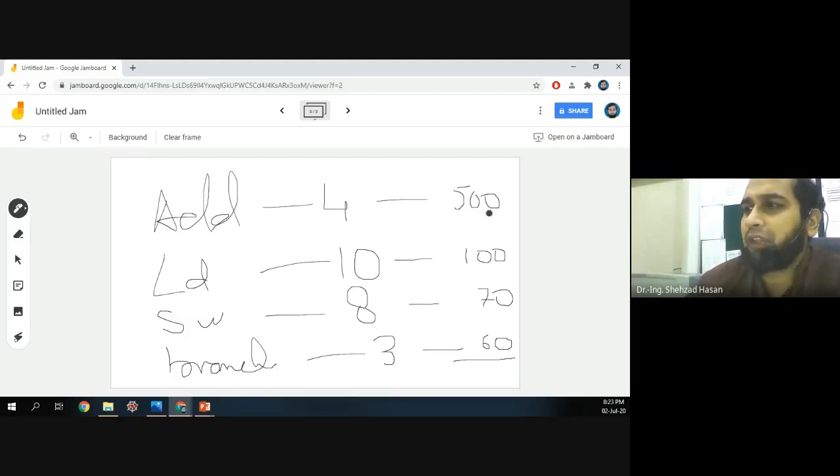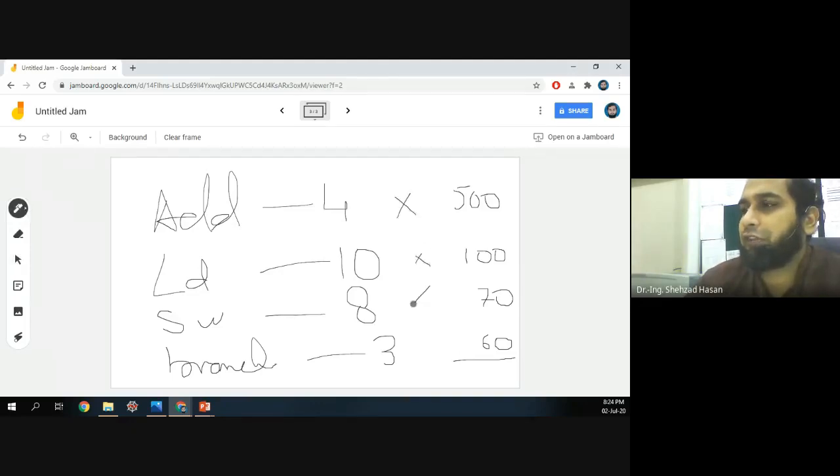So what is the CPI? 500 instructions are going to take 4 cycles, and 100 instructions are going to take 10 cycles, and 70 instructions are going to take 8 cycles, and 60 instructions are going to take 3 cycles. So what are you going to do then? You're simply going to multiply these two numbers together, and then add them together. So I hope this is clear.